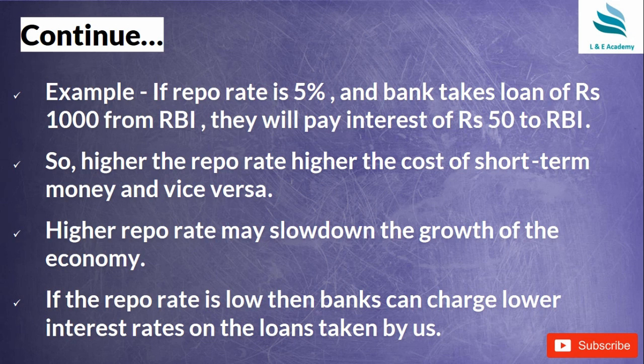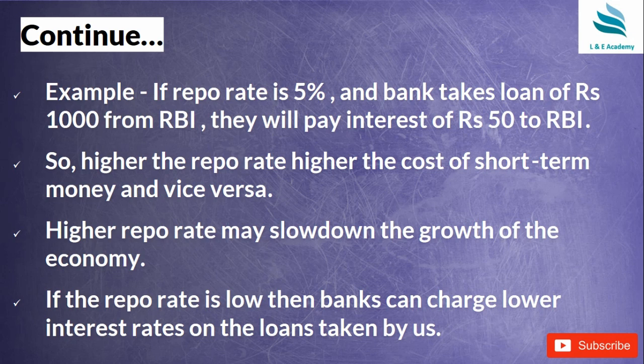Now you need to understand this. If the repo rate is high, this means the banks have to pay more money to RBI. So if banks have to pay more money to RBI in the form of interest, they will have less money to give to people. So if people get fewer loans, economic activity will slow down because people cannot open new businesses. People cannot get more job opportunities because they are not getting finance from the banks. So a higher repo rate is bad for the economy. It will slow down the economy.